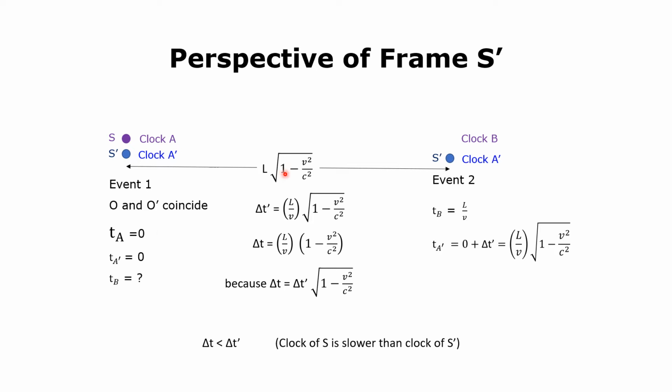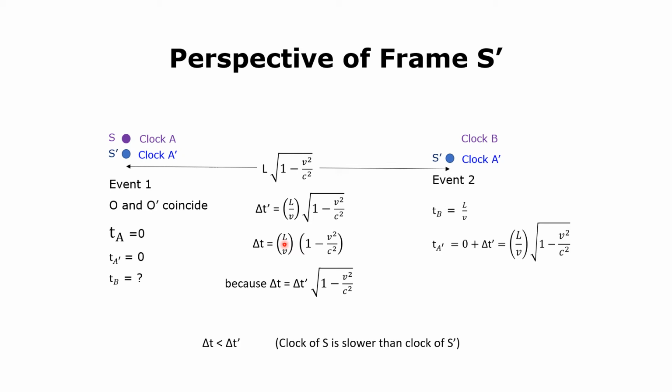Delta T prime is distance divided by speed, that is L divided by V into square root of 1 minus V square by C square. Using the time dilation formula, we calculate delta T equals delta T prime into square root of 1 minus V square by C square, that is L divided by V into square root of 1 minus V square by C square.